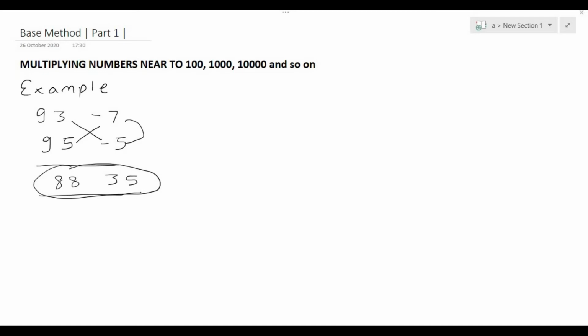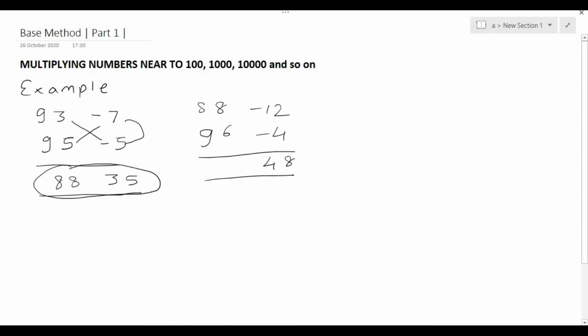So let us see one more example for both numbers below 100. Let me consider 88 into 96. We'll go the same way. So here 100 minus 12 and 100 minus 4. So minus 12 into minus 4 is 48. And if we do 88 minus 4, we get 84, which is the final answer.